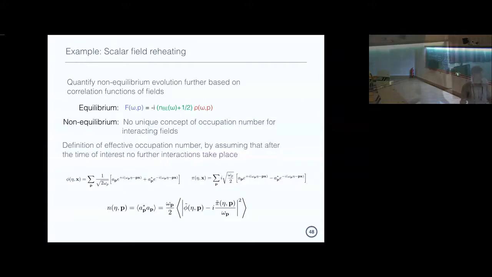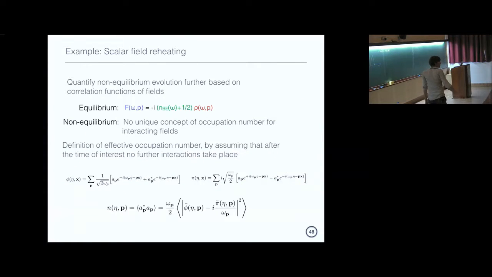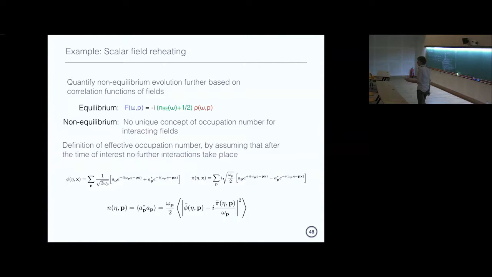So one thing you could do, for instance, is say, well, in equilibrium I have this kind of relation, so let me make this a definition also for the out of equilibrium system. I measure my statistical correlation function, that's something I could measure. I measure my spectral function, that's also something I could measure, although that would be more difficult. And then the proportionality factor in between I would call an effective occupation number of an out of equilibrium system. Now, you could do that.